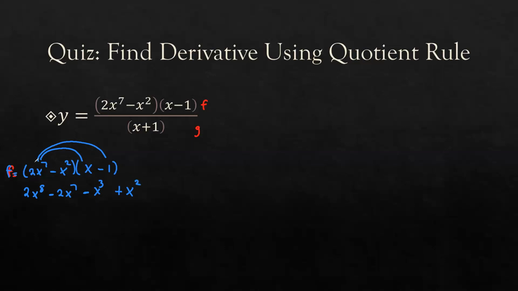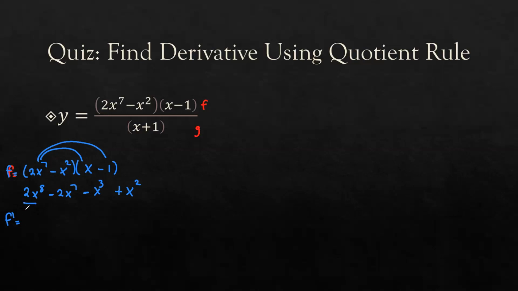Okay, let me do it one last time. 2x^8, negative 2x^7, negative x cubed, and positive x squared. Negative x squared times -1 is positive x squared. Okay, now let's take the derivative of that by using power rule.